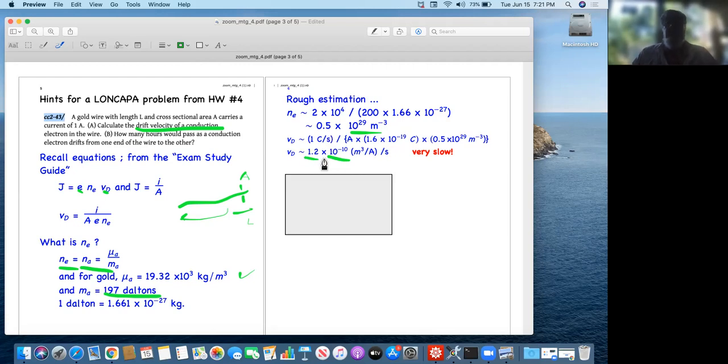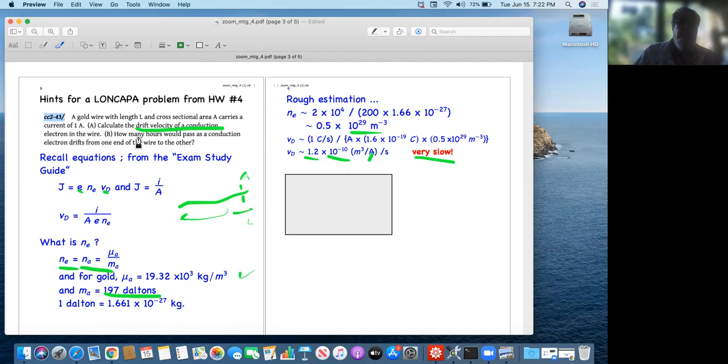Calculated accurately with a calculator, it'll depend on the area. I haven't put in the area. The area was some number of meters squared. So the answer will come out in meters per second. See, the units worked out correctly. Meters cubed divided by area is meters, divided by seconds gives me meters per second of velocity. And you can see it's very slow because it's got this power of 10 to the minus 10. So electrons that carry the current in a metal wire move on average very slowly. Only 10 to the minus 10 meters per second.